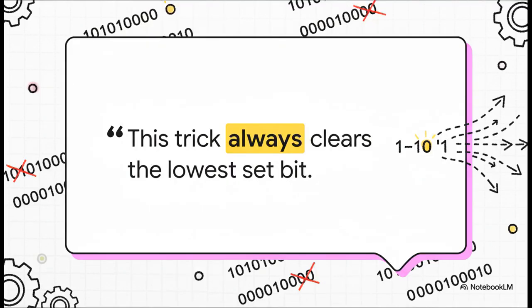And that's not some weird one-off thing. This trick works every single time. It always clears the lowest set bit. It's a rock-solid pattern you can count on whenever you need to switch off that rightmost 1.